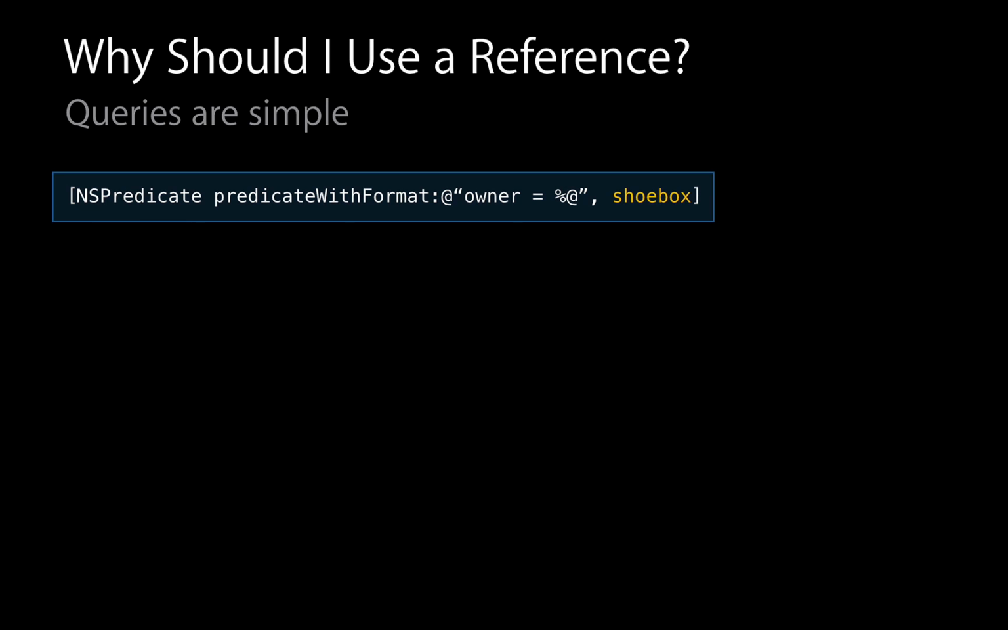I mean, that shoebox could be a record ID. That shoebox could be a record itself. It could be a reference. All of those will just work as long as you use CK reference.